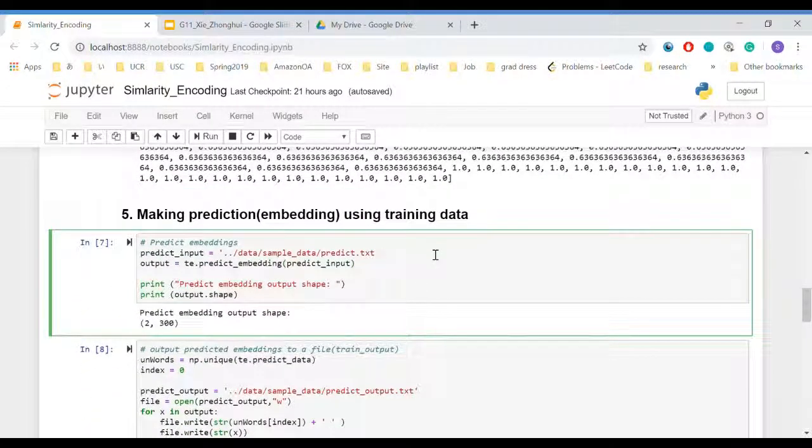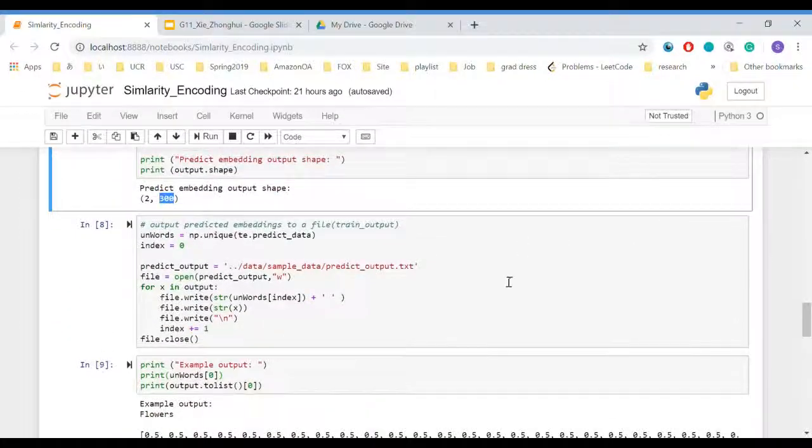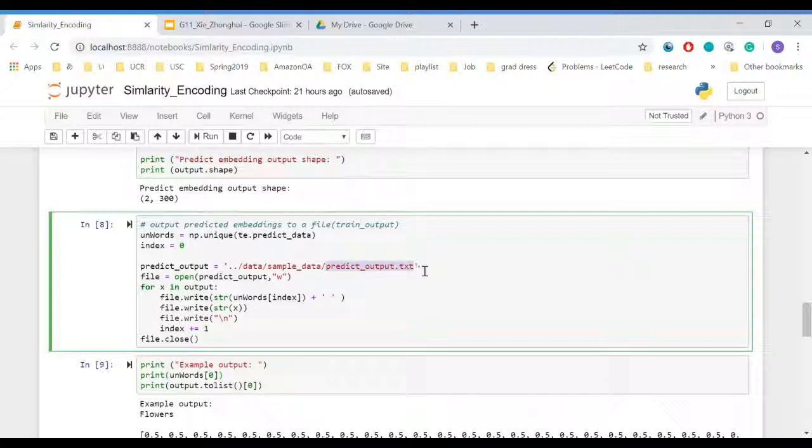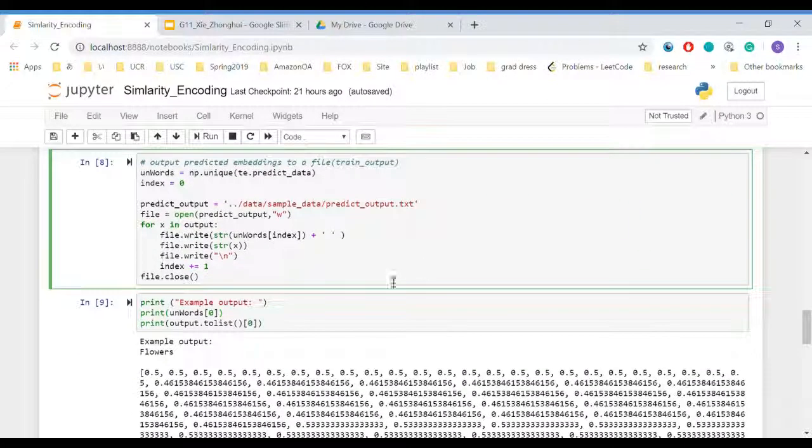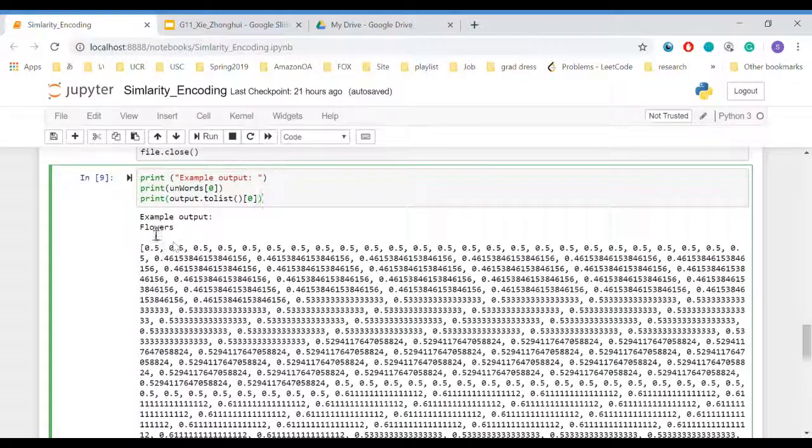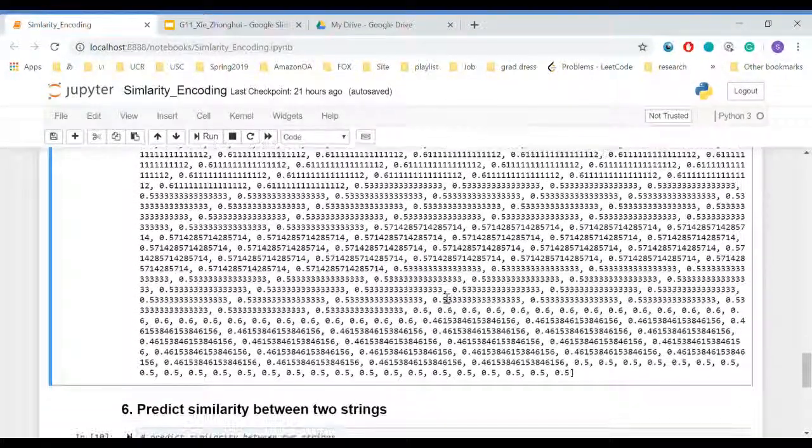We can also make predictions by using our training data. For each line in the predict.txt file, it will be embedded by comparing similarity values to all of our training data. The embedded output is also in a dimension of 300. Then we write the predict output to a file. Here's an example of the embedding of the predict data. The word flower is embedded into a vector of 300.